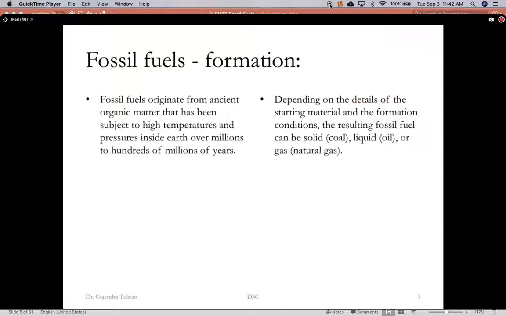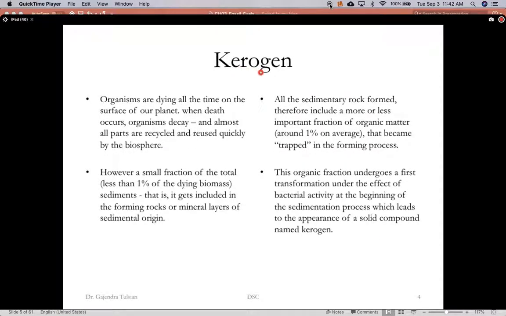Depending on the details of the starting material, the fossil fuel can be solid coal, which is mostly from plants, trees, and stuff like that, or liquid oil or natural gas. Oil and natural gas are mostly formed from animal matter, as well as algae and plankton. So this is the starting material, something called kerogen, and let's look at how kerogen is formed.